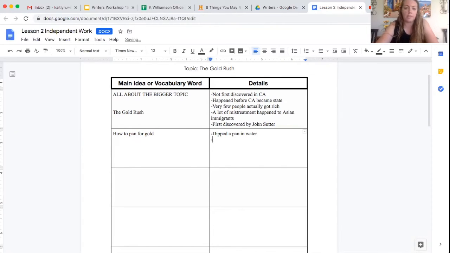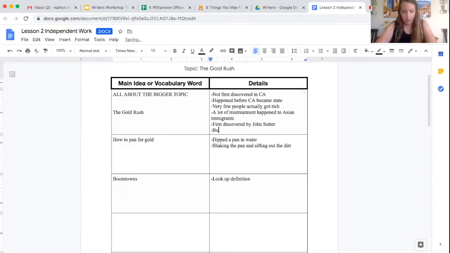I also saw something about shaking the pan and sifting out the dirt. I remember that from my own personal experience. It says I could also include vocabulary words. So there's something in that video called boom towns, and it talked a little bit about communities that came about during the gold rush, but that's something I want to include over here so that I can look up a definition later. So I might actually put that in there so I know to look it up. And then I definitely heard another detail that businesses actually became richer than the actual miners.